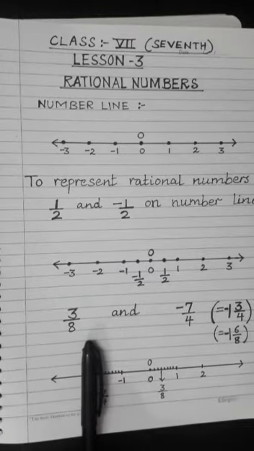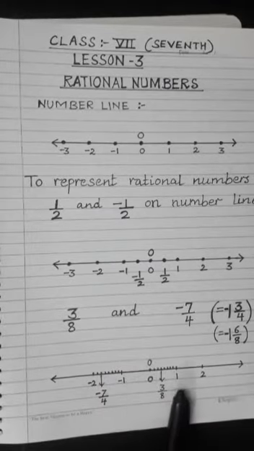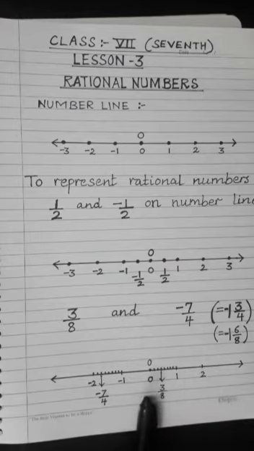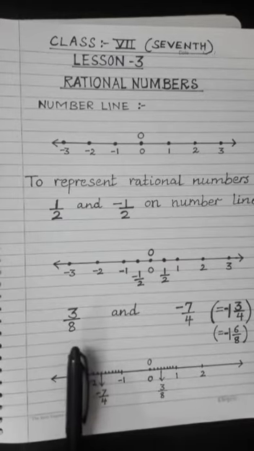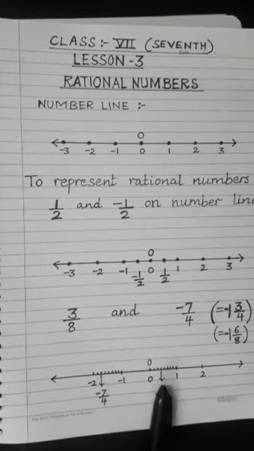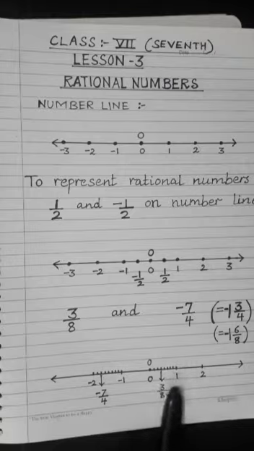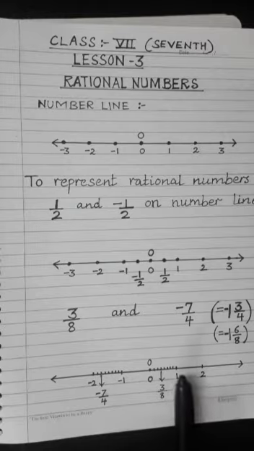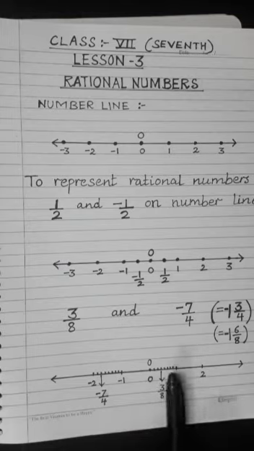Again, 3/8 will lie somewhere between 0 and 1. So you have to divide the unit distance between 0 and 1 into 8 equal parts. See, I have divided into 8 equal parts. 1, 2, 3, 4, 5, 6, 7, 8. So this third part on the right of 0 represents the rational number 3/8. See, 1, 2, 3, third part. This represents 3/8.